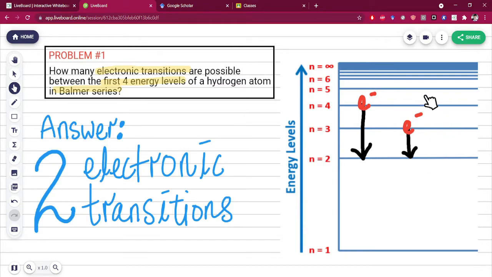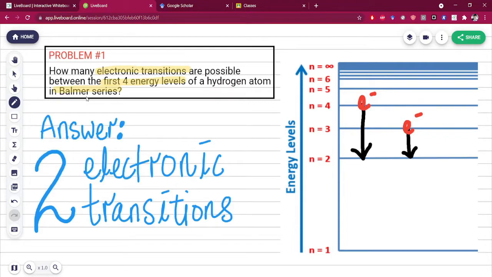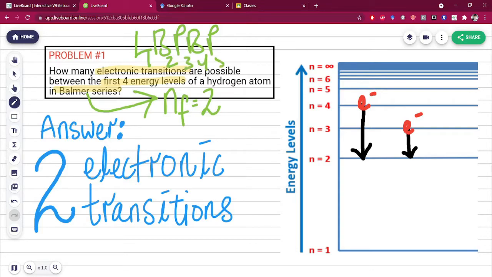Why do we not consider 4 to 1 and 3 to 1? That's a very good question if you're asking that. The reason is, again, I would like to remind you that the question wanted the Balmer series. And we have to recall that in the Balmer series, the n final is equal to 2. Recall L, B, P, B, P: 1, 2, 3, 4, 5. So for Balmer, the n final will be n equals 2.